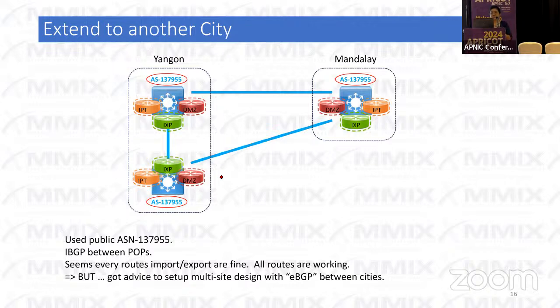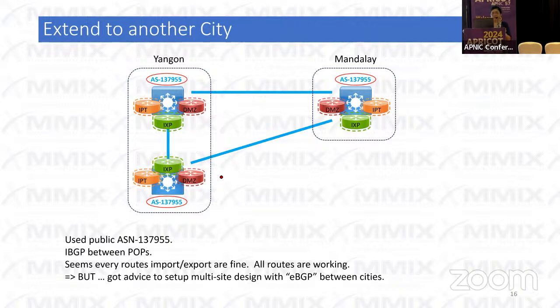After we decided to set up another internet exchange in the second largest city, Mandalay, we deployed another switch. We set up a long distance link, so our connectivity looks like a triangle. At that time, we kept using AS number 137955, and we used iBGP with each other. So it seemed everything would be okay.